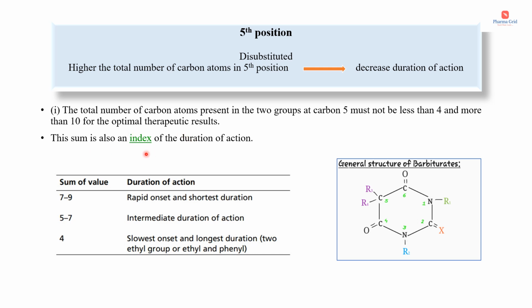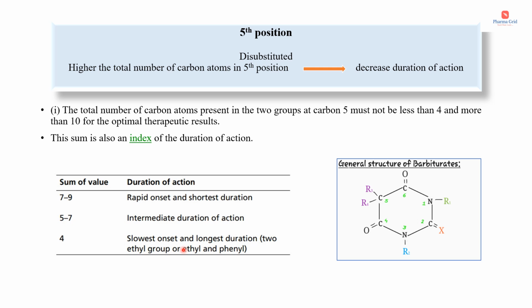The sum is also an index of the duration of action. See this table. If the sum of this total carbon atoms is between 7 to 9, these drugs have rapid onset and shortest duration of action. And if the sum value is between 5 to 7, intermediate duration of action. If the sum value is 4 or less, slowest onset and longest duration. In such drugs, those drugs will have two ethyl groups or ethyl and phenyl groups in their structure.